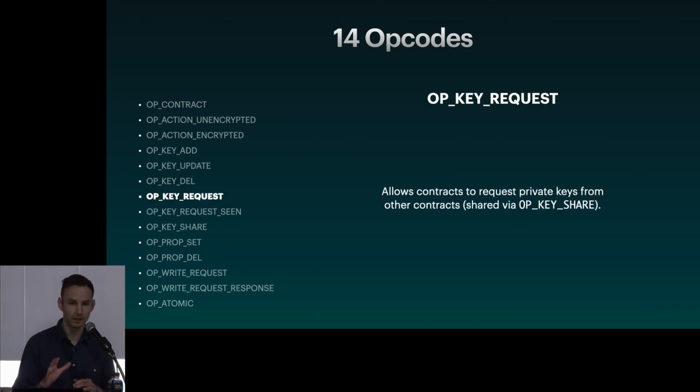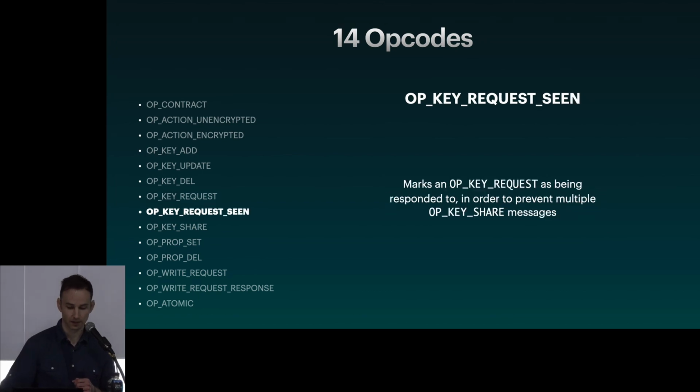Then we have OP key request. Every contract can request a private key from another contract. This can be useful if you want to be able to write to somebody else's contract, and you want to be able to encrypt that message with a key that somebody else has.